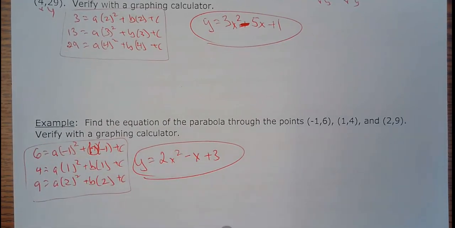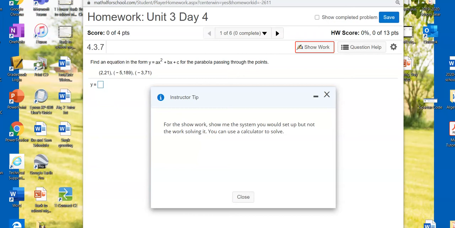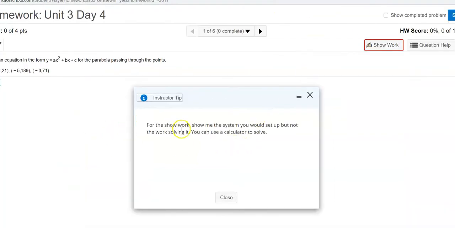So on Math Excel, we're going to practice that where it says show work. There is a way to type it. Maybe I can find one of those. Okay, so here's our screen. When you open it up, hopefully this is recording still, it'll say for work, show me the system you set up. And that's what I was talking about, just the system.